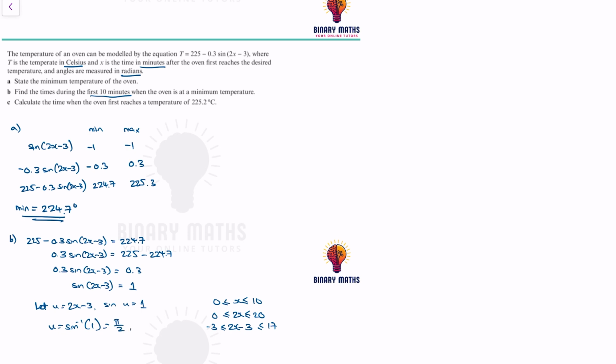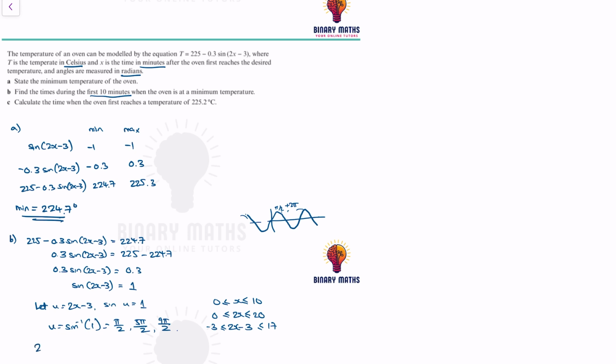If we go forward, remember the sine graph repeats every 360. So if this is pi over 2, the next one will be 5 pi over 2, which is in my range. The next one will be 5 pi over 2 plus another 2 pi. So keep adding 2 pi, which is going to be 9 pi over 2. The next one will be 13 pi over 2, but it's outside our range. The one previous to that will be minus 3 pi over 2. Minus 3 pi over 2 is obviously less than minus 3, so it won't work out.